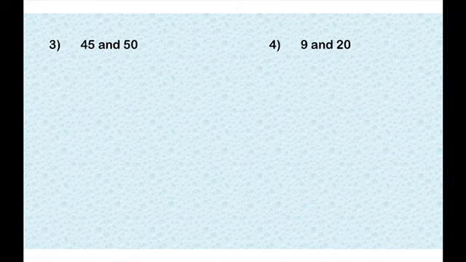Okay, for number 4, 9 and 20. So 9 is 3 times 3 and 20 is 4 times 5. They don't have anything in common. And yeah, you can say that they have one in common, but everything has one in common, so that doesn't even count. So we would say that there is no GCF on this one. So you just would say no GCF, because not everything has a common factor.